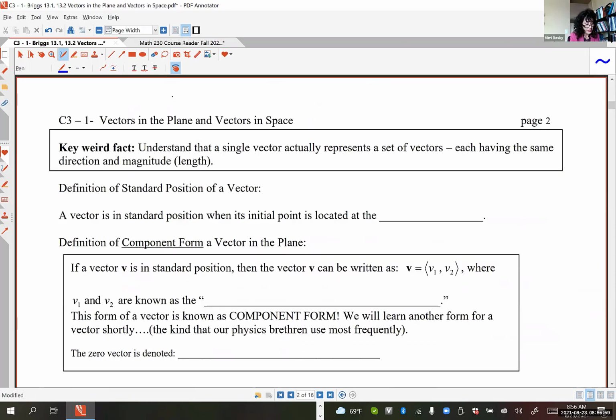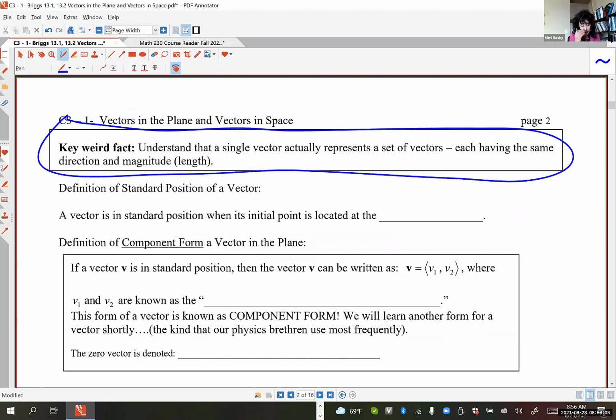And you may think that this key weird fact has no bearing on you, but today you're going to see that it will matter. And in physics, it matters too. The reason why is it means that anytime we're given a vector, as long as we maintain its integrity, how long it is and where it's pointing, you can move it around anywhere you need to help you out.